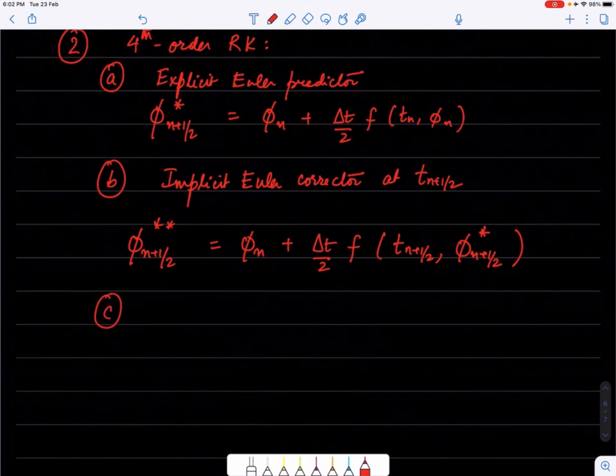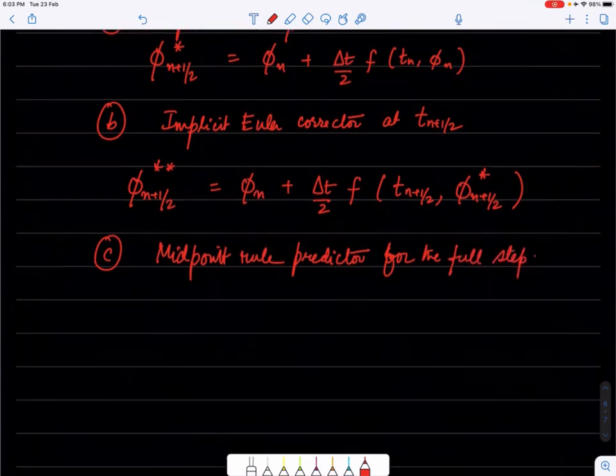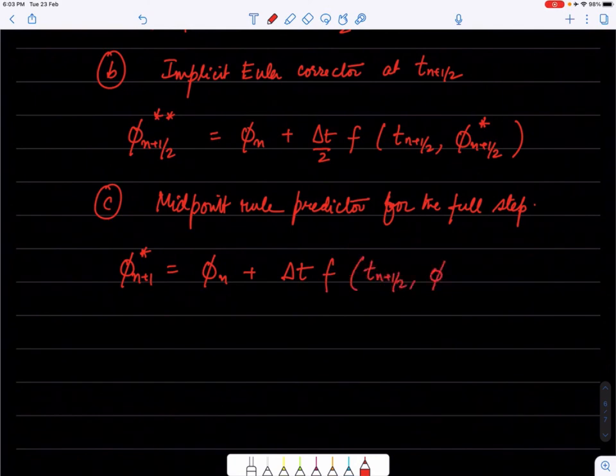The third step is a midpoint rule predictor. So now we are going to use a midpoint rule predictor for the full time step. So for the full step, what it means is, we can now say phi n plus 1, which is the predicted value at the next instant, would be phi n plus delta t. Now we will calculate the slope based on our corrected value at the half step.